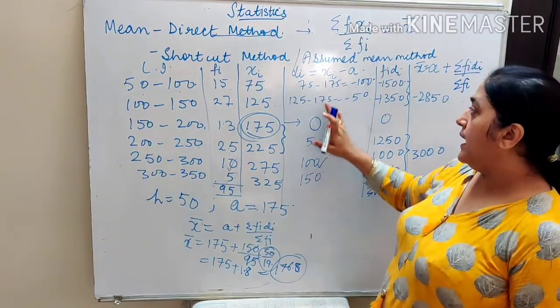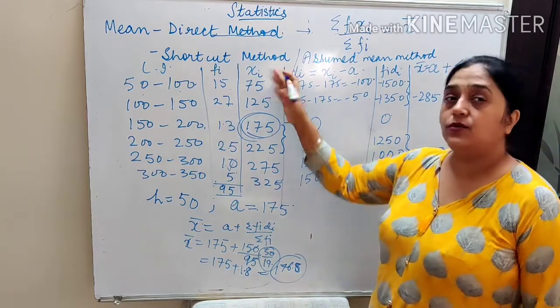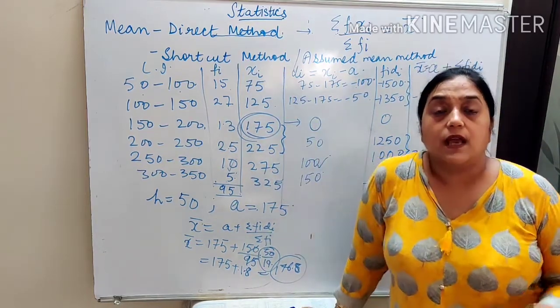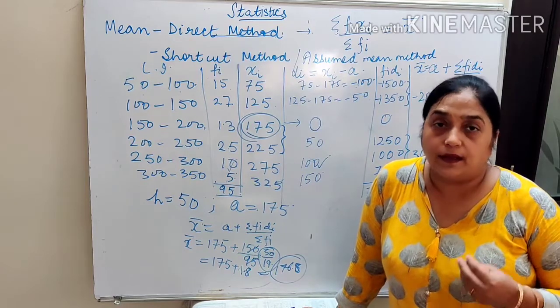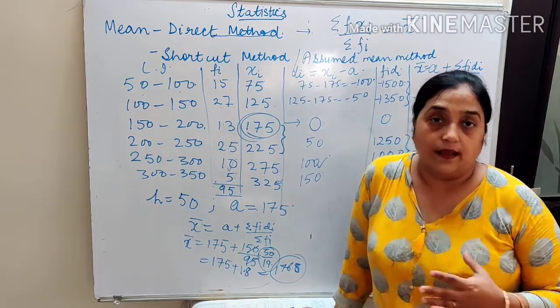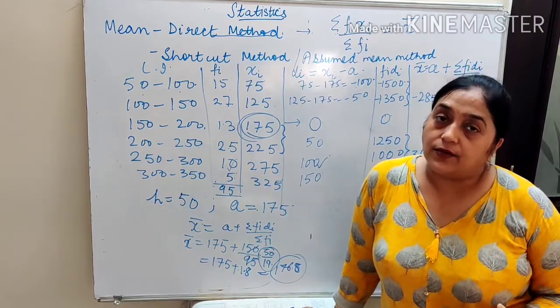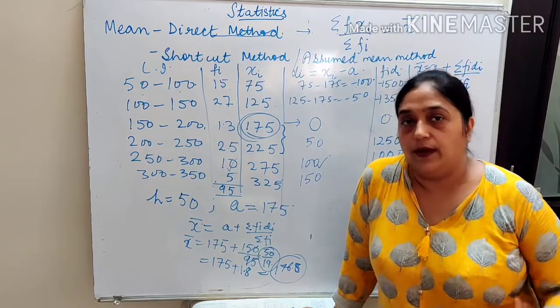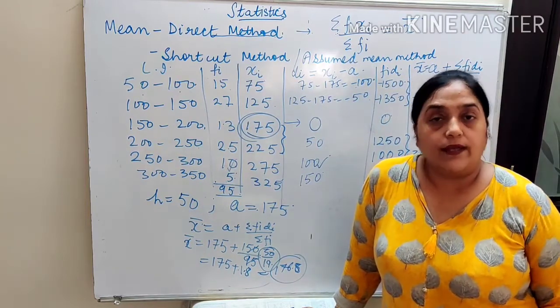This was regarding the shortcut or assumed mean method. So what you have done, you have found out Di. In these two methods, you just skipped the calculation with Xi. In one we introduced Di and in one we introduced Ui. Got it? Now over to the next topic.